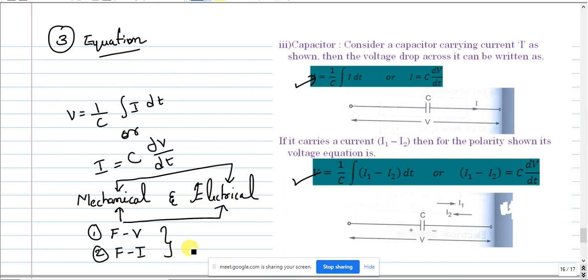For today's session, I will stop here. From tomorrow, we will take up some examples to relate mechanical to the electrical and electrical to the mechanical.